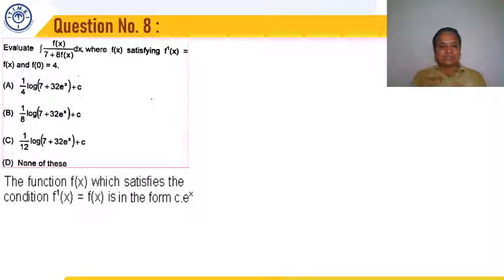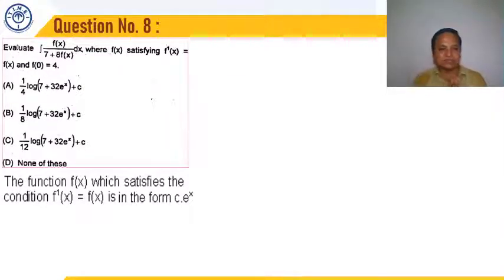The function f(x) which satisfies the condition f'(x) equal to f(x) is of the form c into e to the power x, because the function is equal to its differentiation. So we assume the function is of the form c into e to the power x, where c is a constant. Now to calculate the value of c, they have given us the condition f(0) is equal to 4.